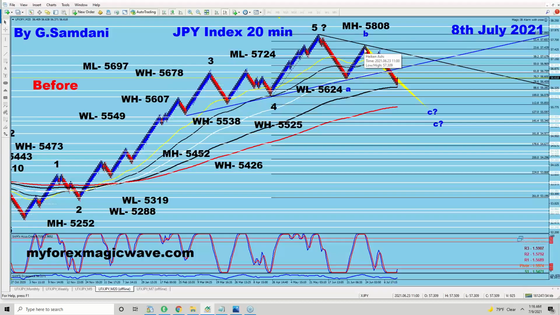Including pound yen, euro yen, Aussie yen, CAD yen, New Zealand yen, franc yen, USD yen. That's a lot of them. Almost every currency has a yen pair. So all of them start to go up or down when this index goes up or down. And the beauty of this is that when this happens, you can watch all of those yen trades. If this index is on the move, you get multiple trades in yen pairs.